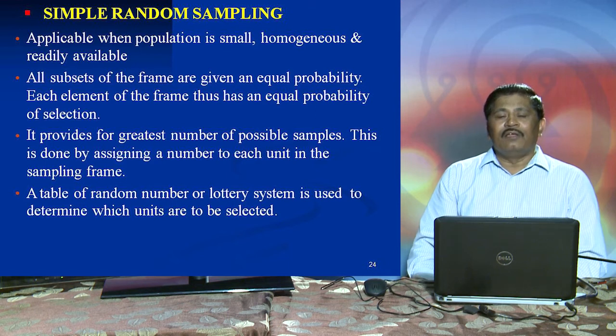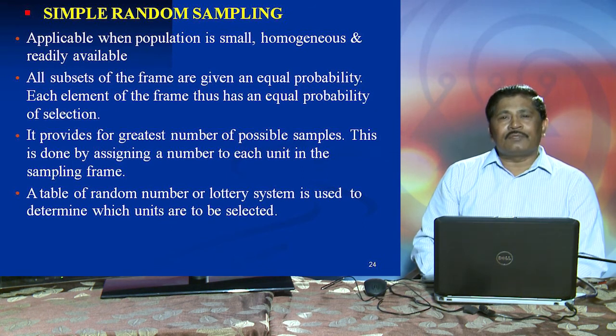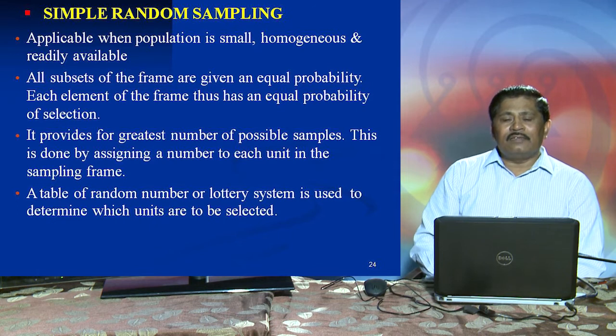Why is this word simple there? Simple means that without modifying the heterogeneous population, we are selecting some samples from the population. So, this is a simple way of just selecting a random sample from the population. So, we can select directly, without modifying the population.